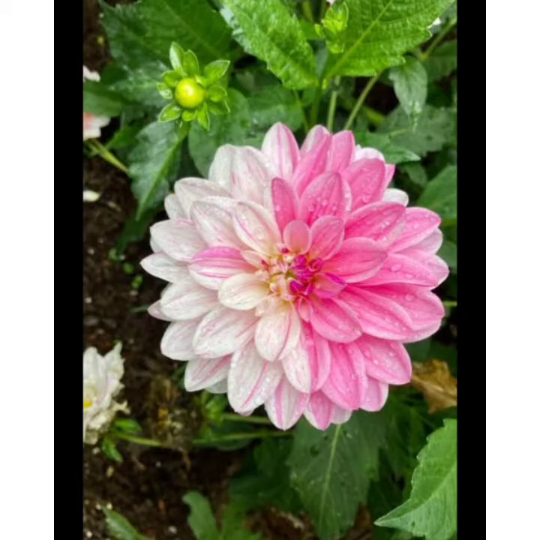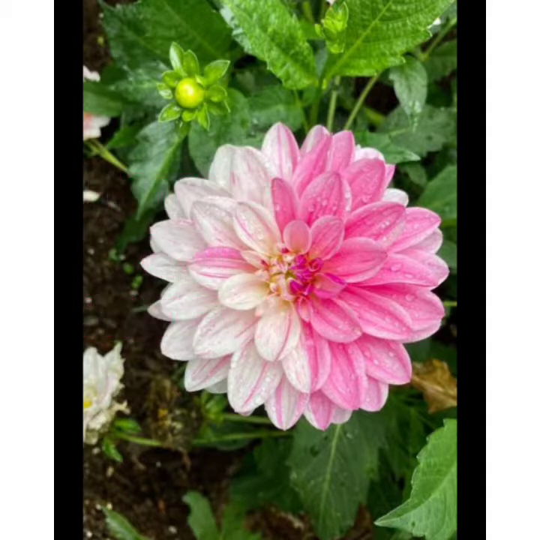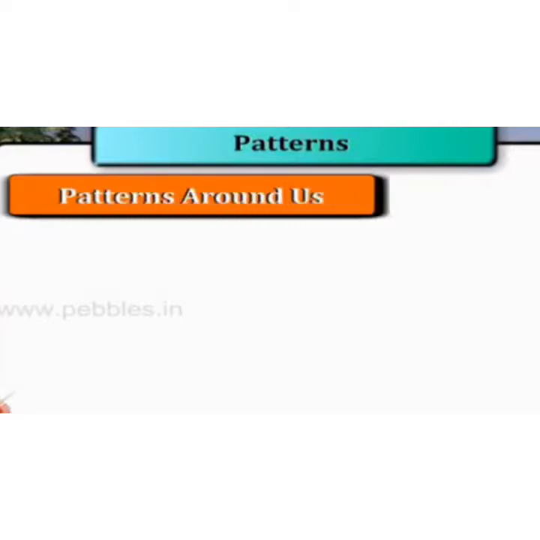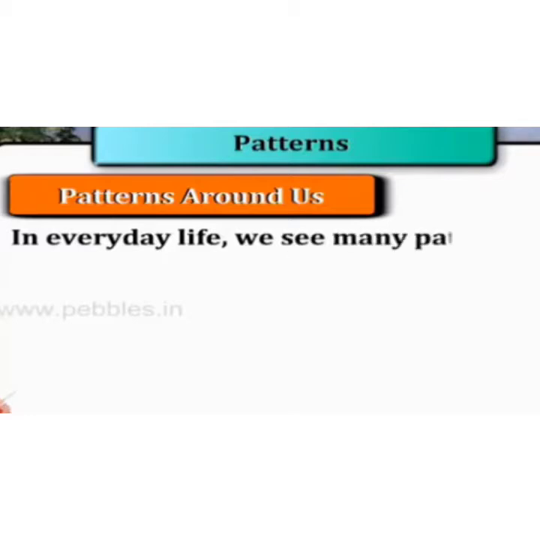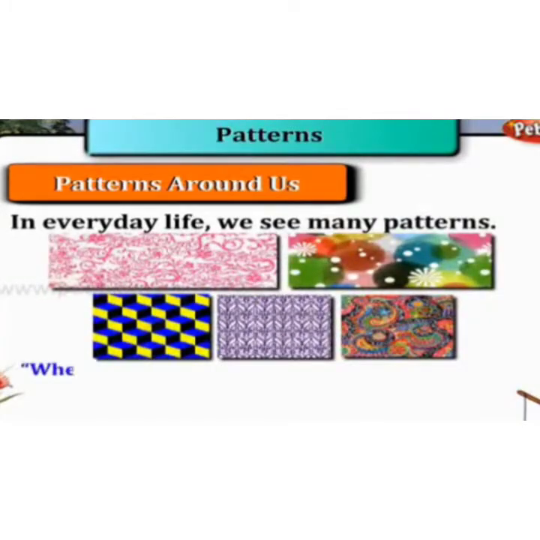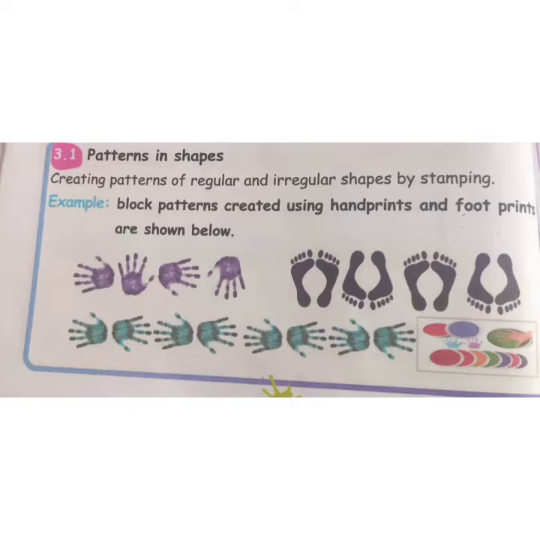Dear children, today we are going to learn patterns and symmetry. First, let us see about patterns. Patterns around us. In everyday life, we see many patterns. For example, look at these tiles, curtain cloth, etc. When objects, events, and numbers are repeated uniformly in a specific way, a pattern is formed.